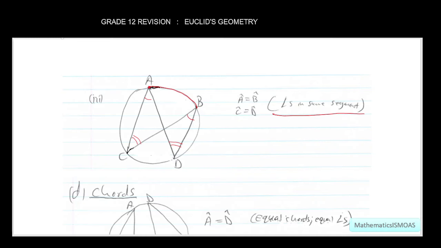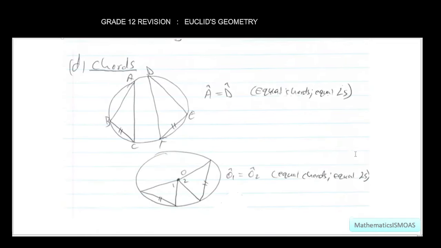In the same segment, why? It's because if you are to join A and B with a chord, we will now be having different segments. And also if you are to join C and D with a straight line, making CD a chord, then we'll be having two segments that are divided by chord CD. Okay.